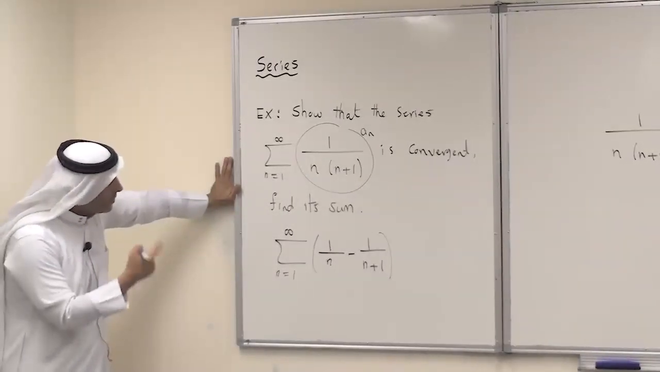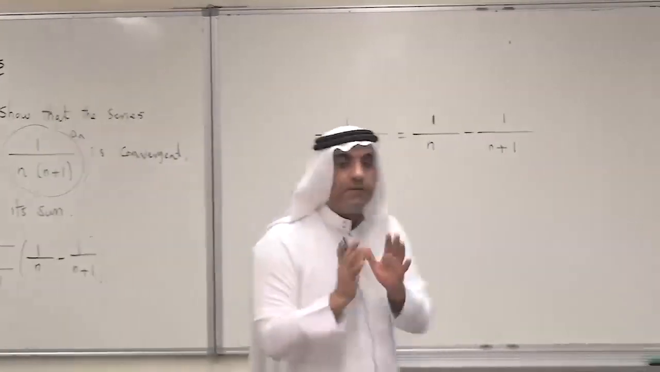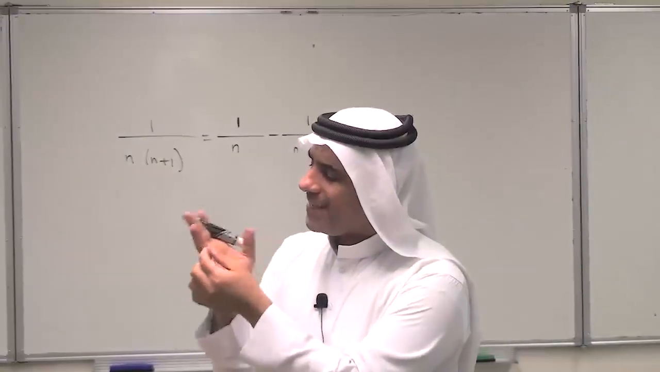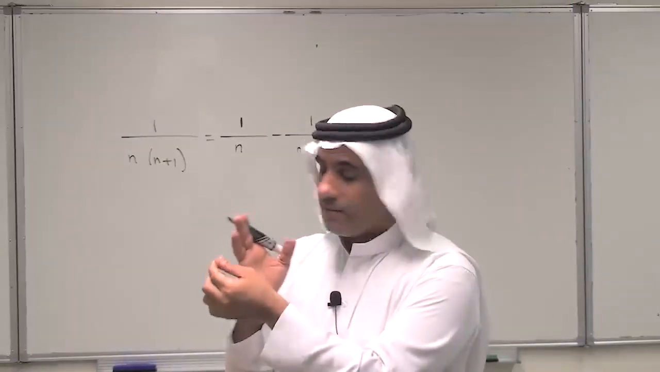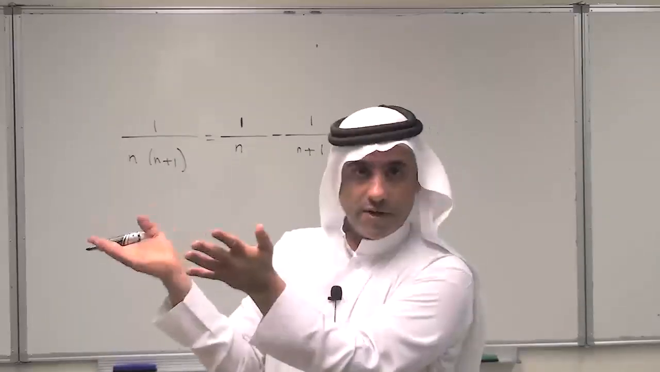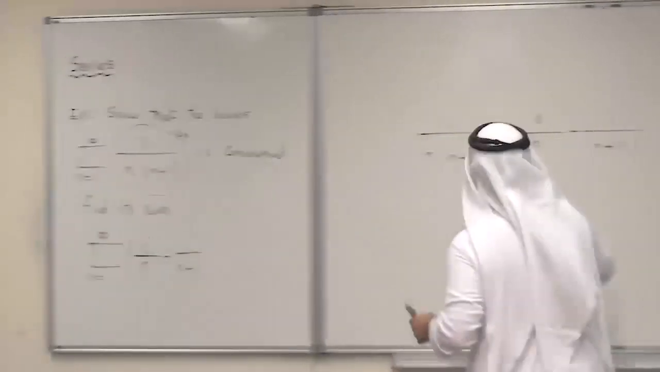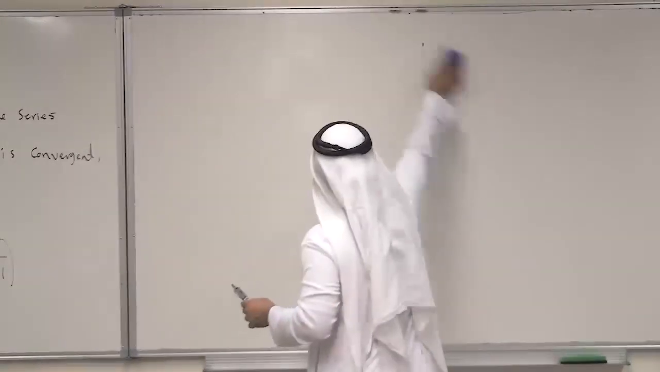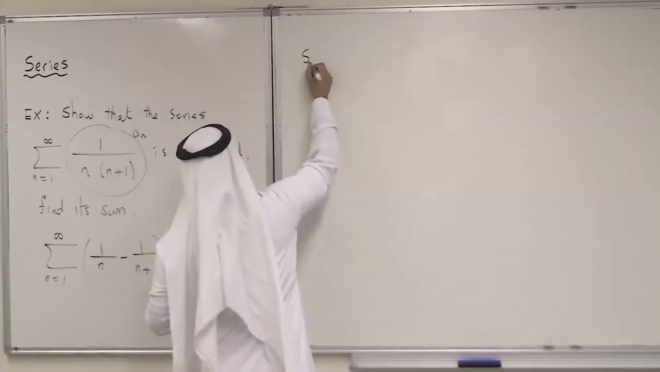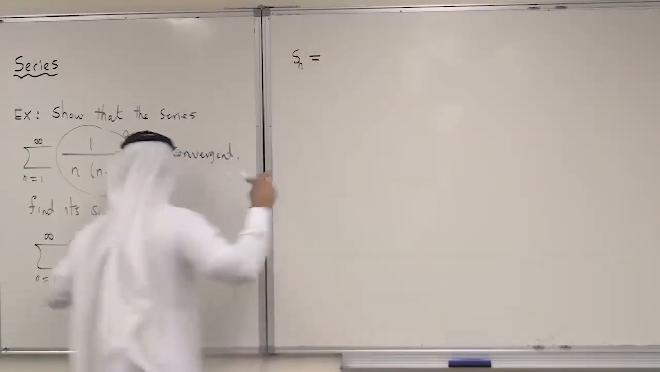How to investigate for convergence? We always go back to the beginning, to the definition. What is the definition? The definition says, first we need to construct S_n, the nth partial sum, then push n to go to infinity and see the result. If the limit is there, then it is convergent. If it is not there, then it is divergent. So let us do that. Let us form S_n first. What is the meaning of S_n? S_n is the sum of the first n elements in the series.